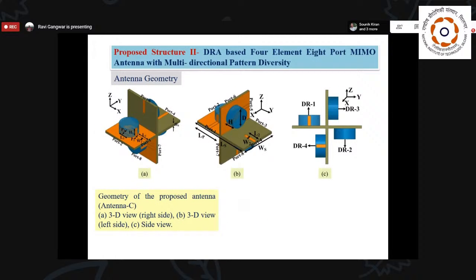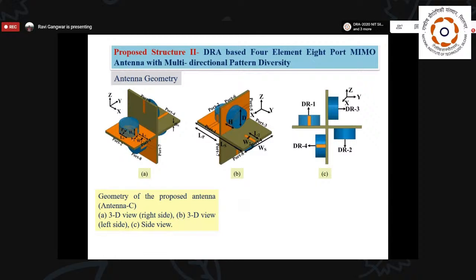Now, for the second structure in that condition, I have used yours, just inspired by our previous structure. But what I am going to do here is increase the number of ports. As we know, if the number of elements is increased, that means our system capacity is going to increase. So I have increased the number of antenna elements and the ports.